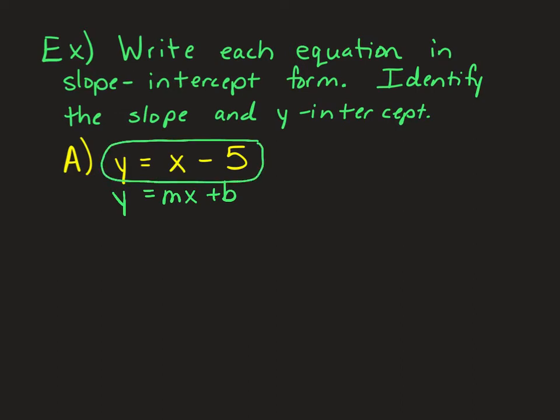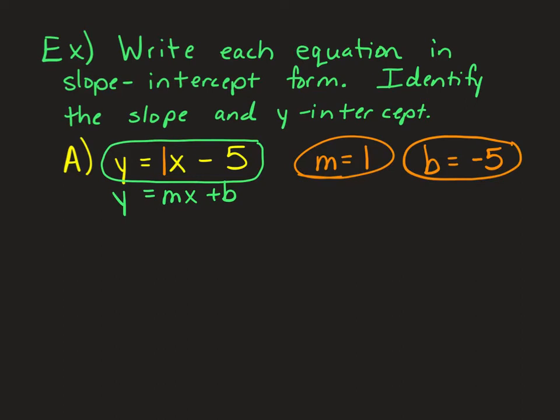So we're going to identify that our slope, m, is the number in front of x. And if we don't see anything in front of x, there's an invisible 1. So the slope is 1, and b, the y-intercept, is the number after x. In this case, it's minus 5, which we can call negative 5. So the y-intercept is negative 5.